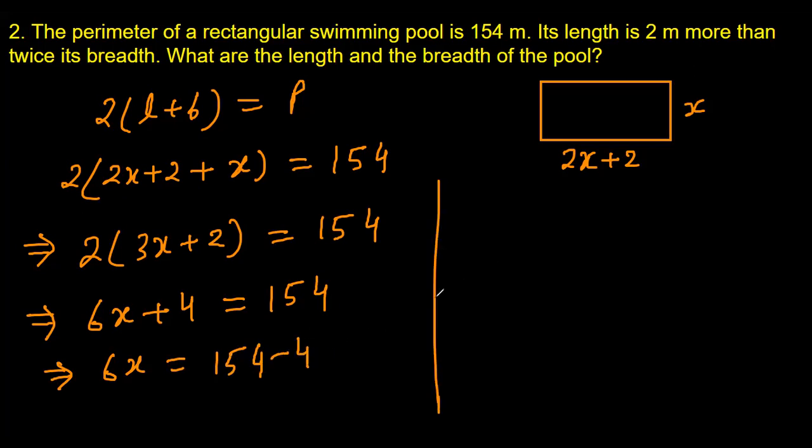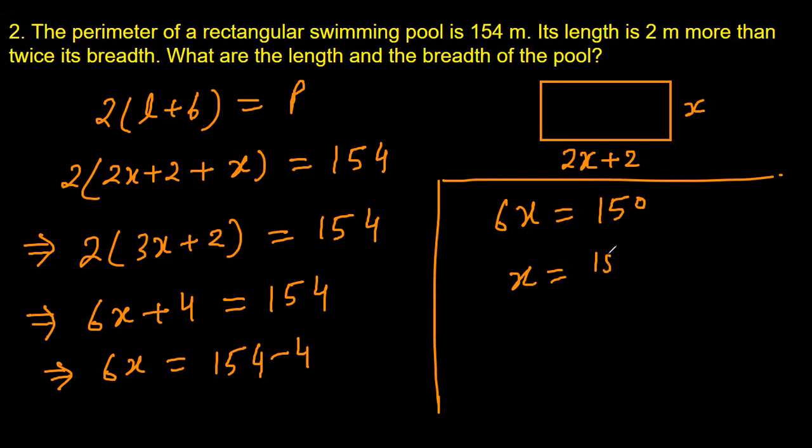That is, let's do it here. So we get 6x is equal to 154 minus 4, which is 150. So x is going to be 150 divided by 6. Divide by 6 on both sides. So it's going to be 6 2s are 12, 6 5s are 30, 25.